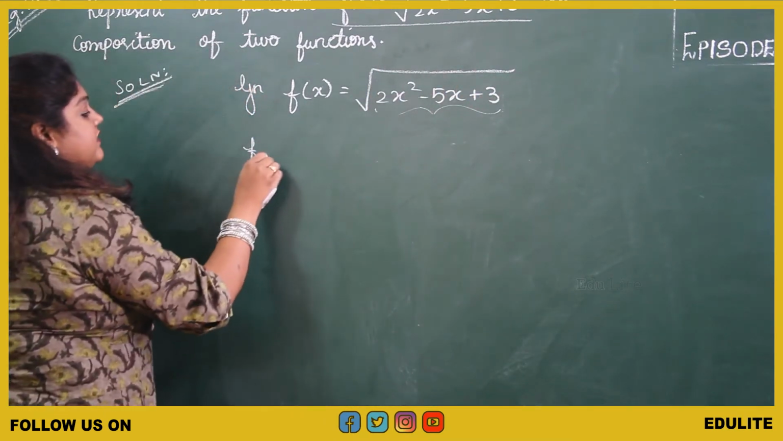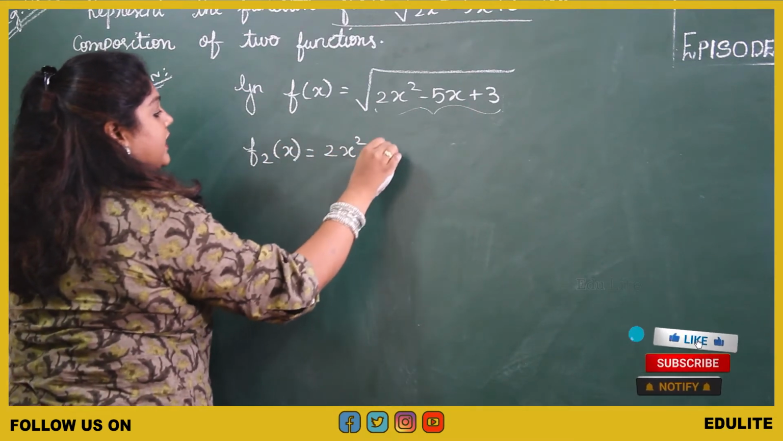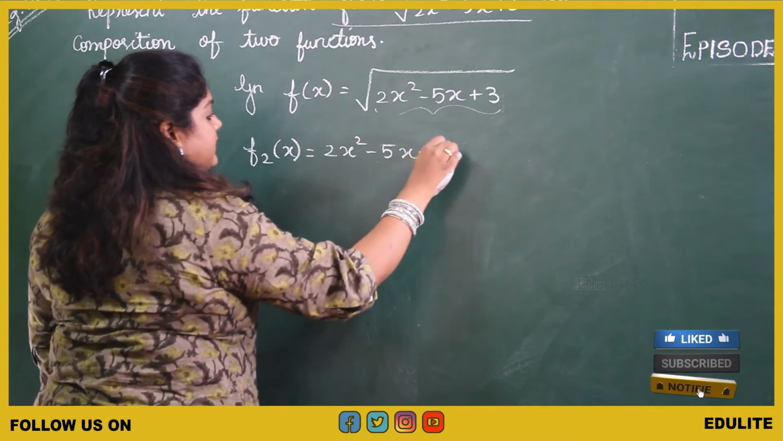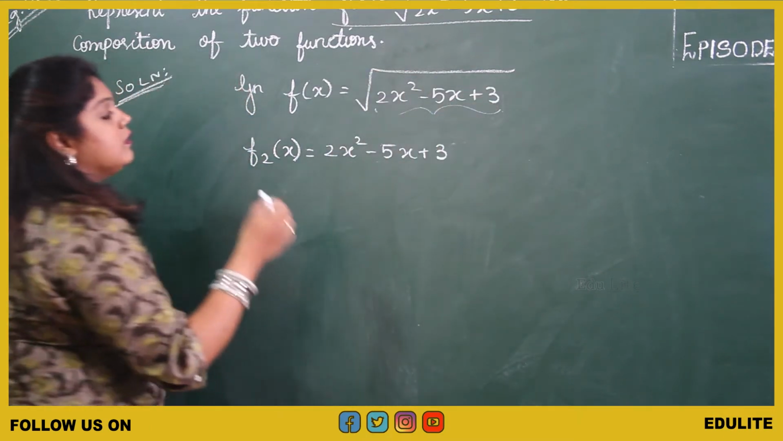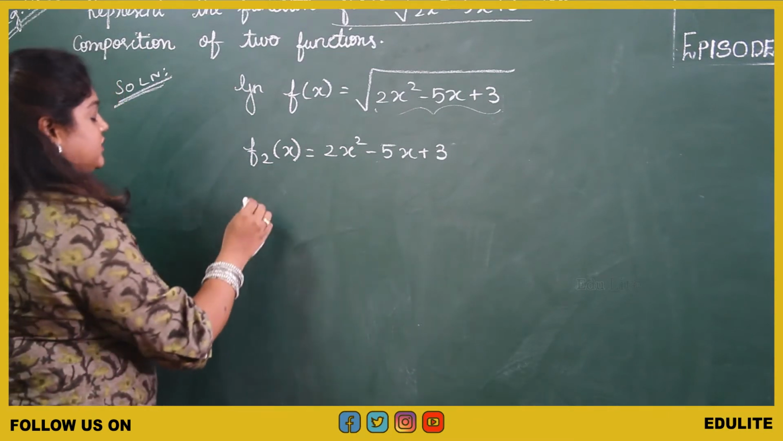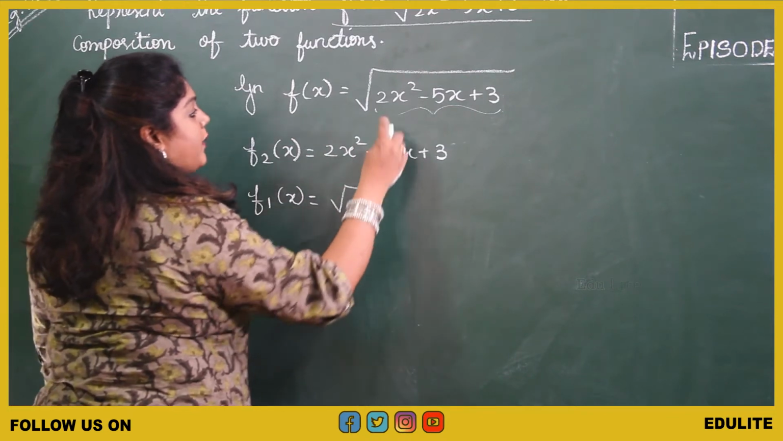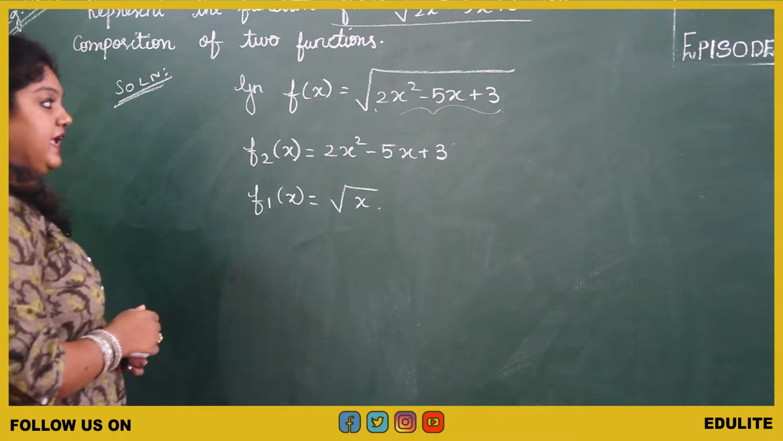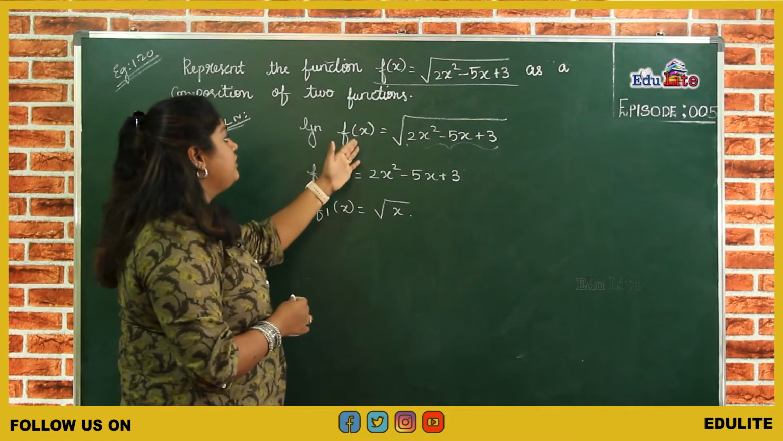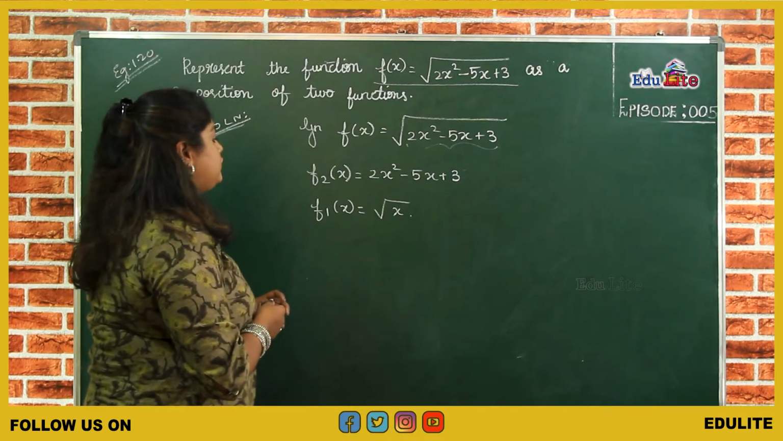That is, we will consider f2 of x as 2x squared minus 5x plus 3. And the outer layer of the function, we will consider it as another function. That is, I am going to express f1 of x as square root of all these values together. I am going to express it as x. Now let us see how we are going to represent f of x as a composition of two functions.